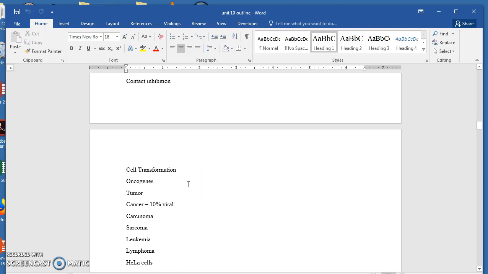Tumors can be benign or they can be cancerous. If they're benign, they'll just be relatively normal cells that are enlarging, dividing, increasing in number, but not invading other tissues and not spreading to other parts of the body.